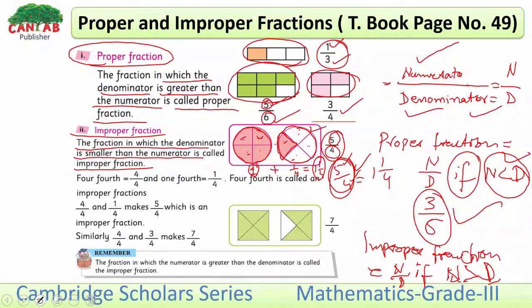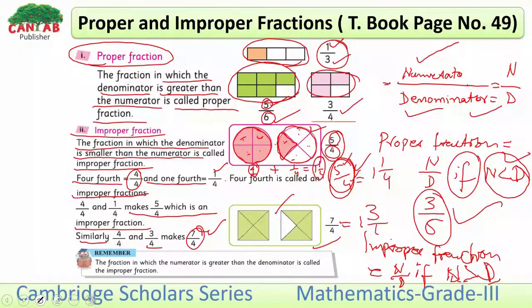Remember this definition. 4 fourths, 1 whole, and 1/4 makes 5 over 4, which is an improper fraction. Similarly, 4 over 4 and 3 over 4 makes 7 over 4. So, 7 over 4 is also an improper fraction. In mixed fraction, we can write it like this: 1 whole 3 over 4. This is a mixed fraction.